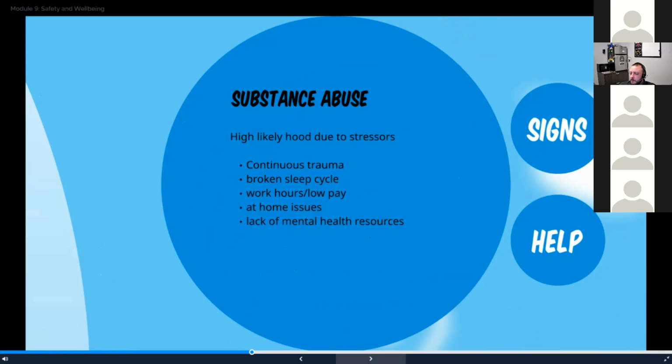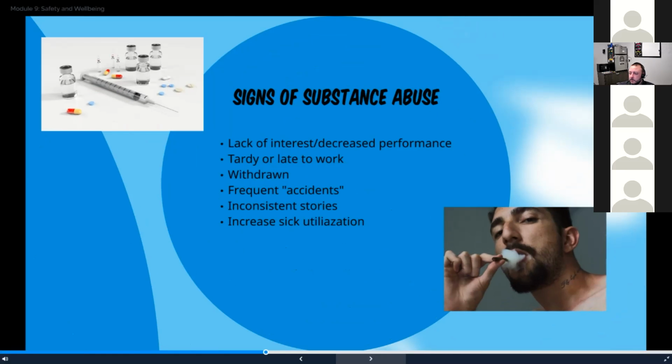Substance abuse, obviously. If you're stressed or you're dealing with too much stuff in your life, sometimes you can run to substances to help reduce those stressors. Some things that cause continuous stressors are continuous trauma, a broken sleep cycle again, work hours. We work a lot of hours, we get paid very little. Issues at home, and then lack of mental health resources in the area. Some of the signs of substance abuse, of course, are lack of interest in your job or your performance. You're always late or tardy. You're withdrawn, or you come up with excuses on why you're not doing stuff or why things happen. And then increased sick utilization.